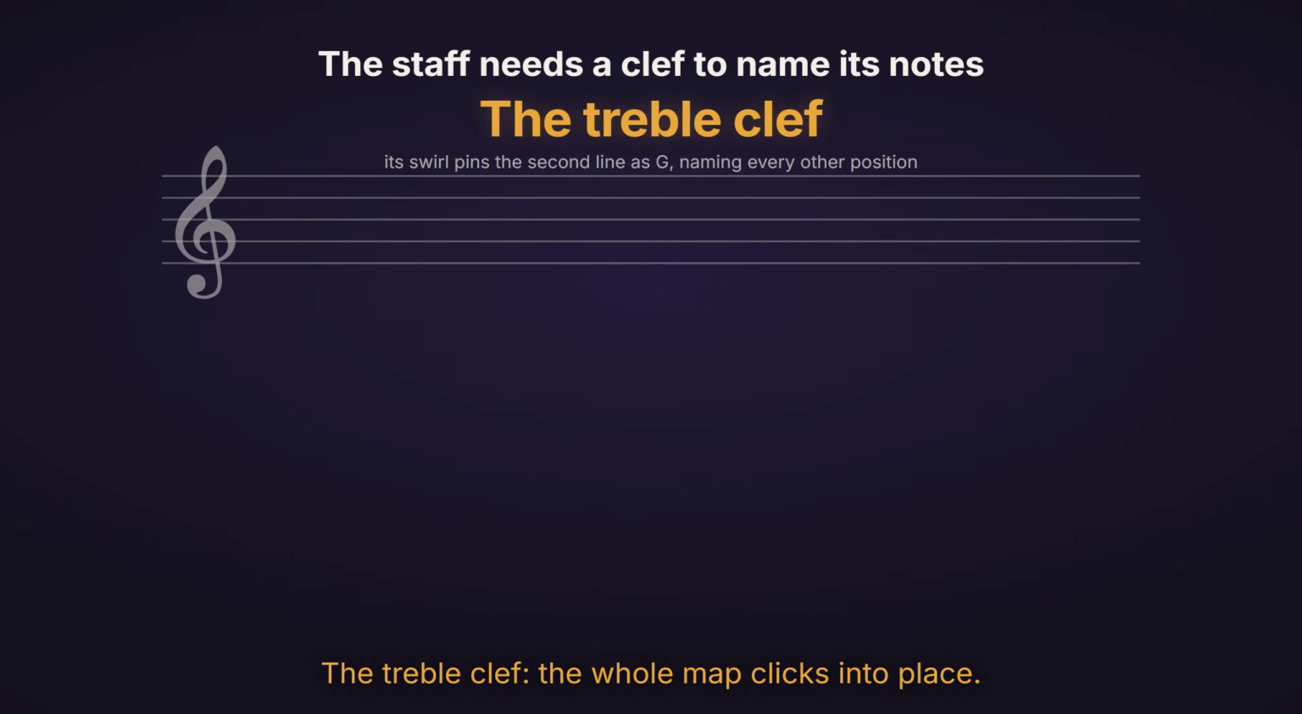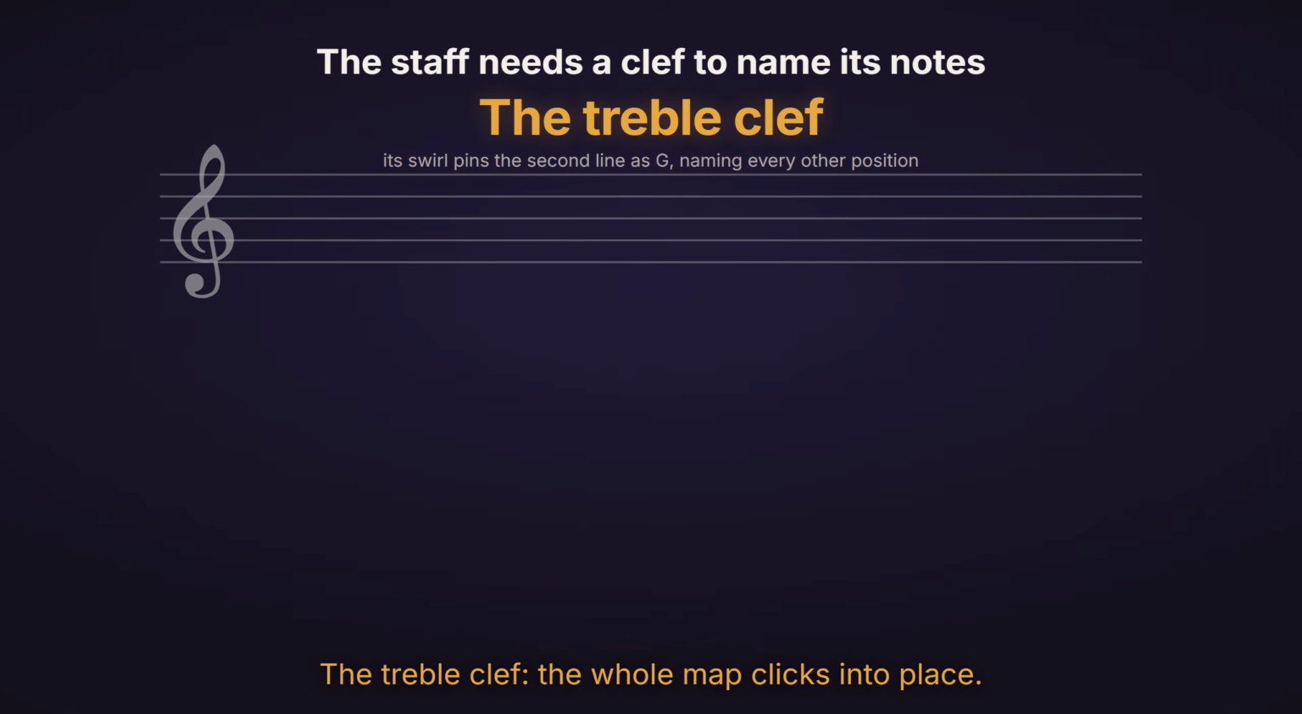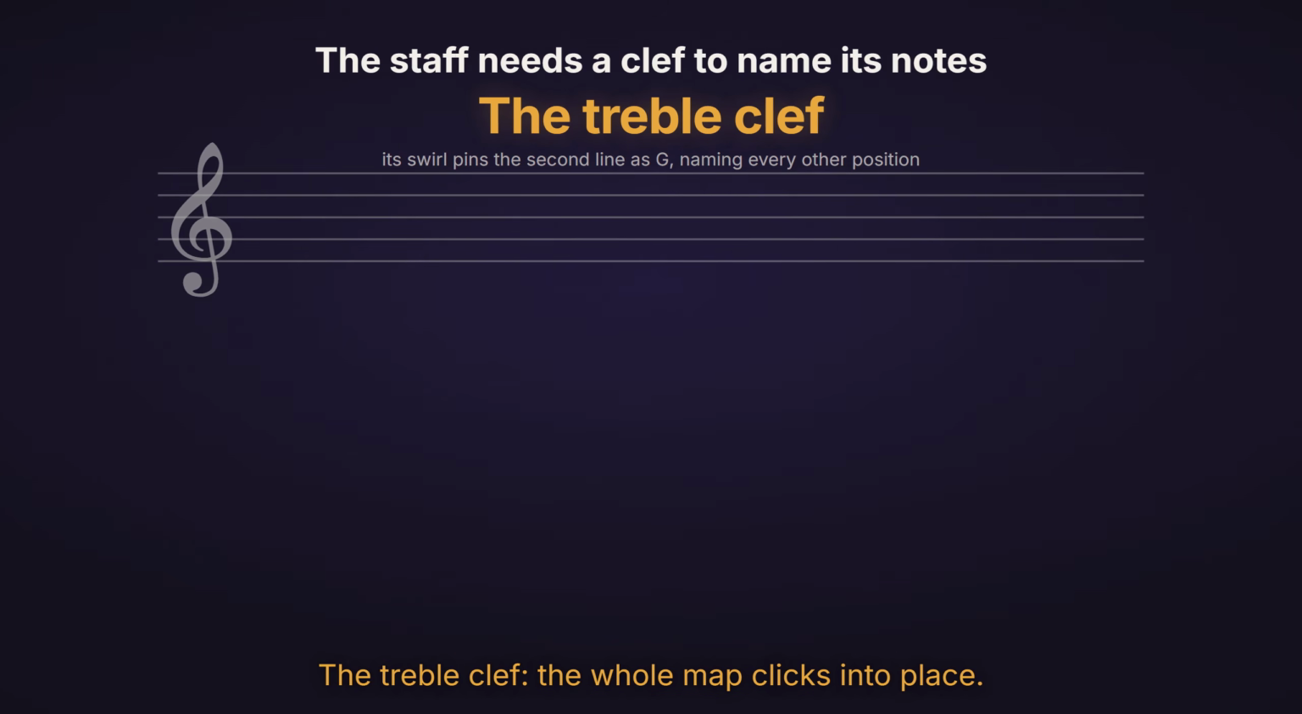Its distinctive swirl arrives at the start of the staff and the whole map clicks into place. One symbol, and 5 anonymous lines suddenly have names. The clef is small, it takes a second to glance at, but it carries all the information the staff needs to go from a shape diagram to a precise set of pitches.